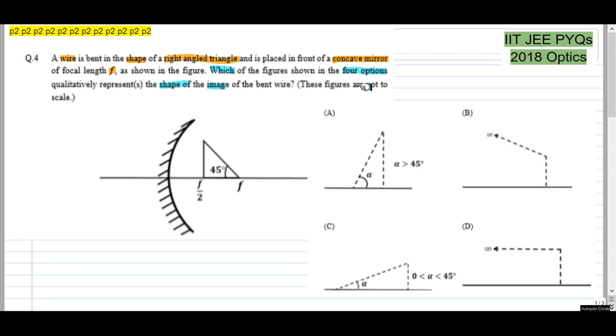These figures are not to scale. This is a concave mirror of focal length f and the object is in the form of a bent wire which is a right angle triangle, and the angle of the triangle is 45 degrees, and these are the four options given for the image. So you want to find out how the image will look. You can pause this video and attempt this question.